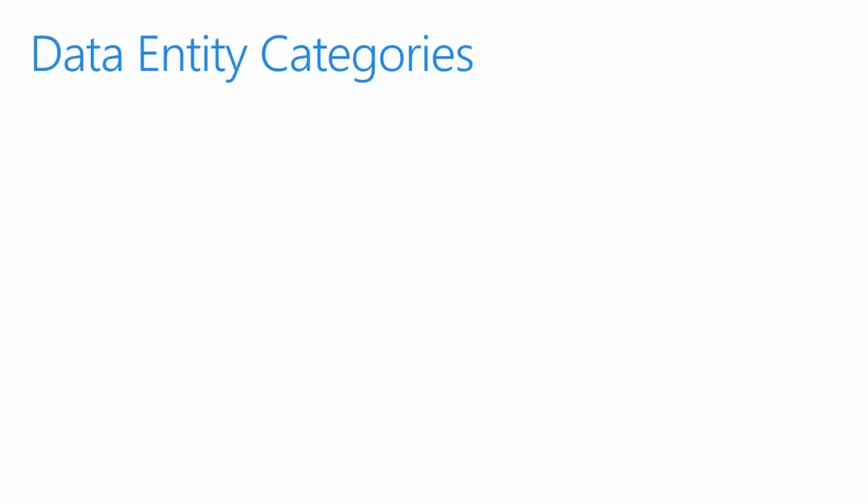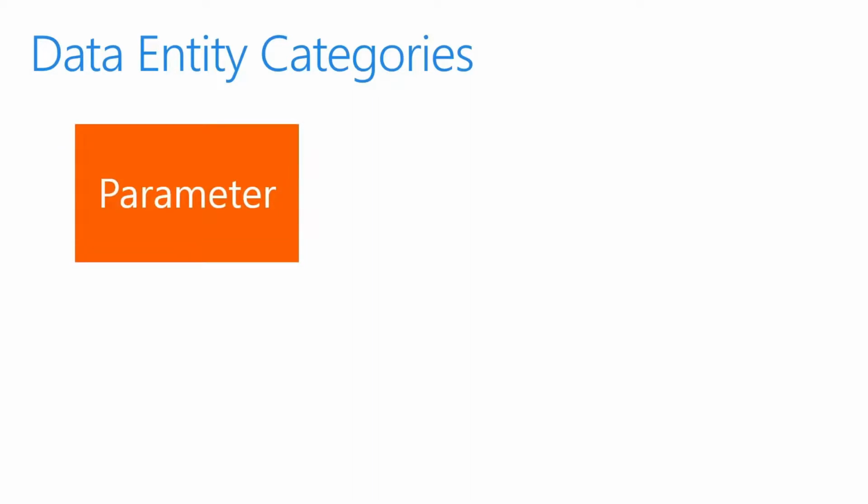Let's take a look at the data entity categories. First is parameter. This is the functional or behavioral parameters. This can include things like data that is specific to an industry or business. The data can also apply to a broader set of customers. Examples of this might be accounts payable, general ledger, or client performance operations and workflows.